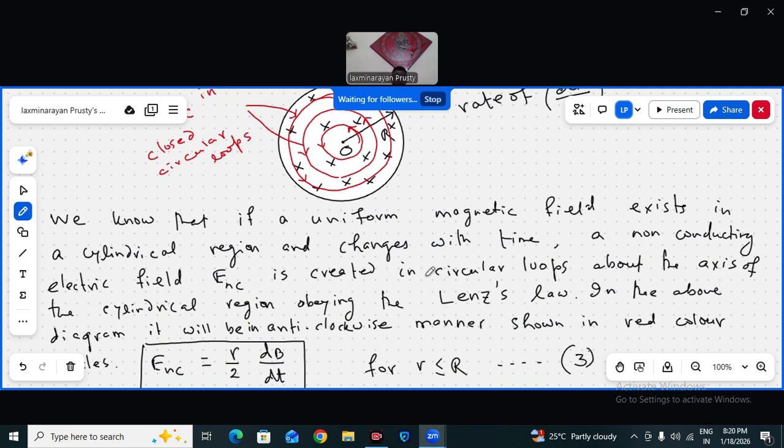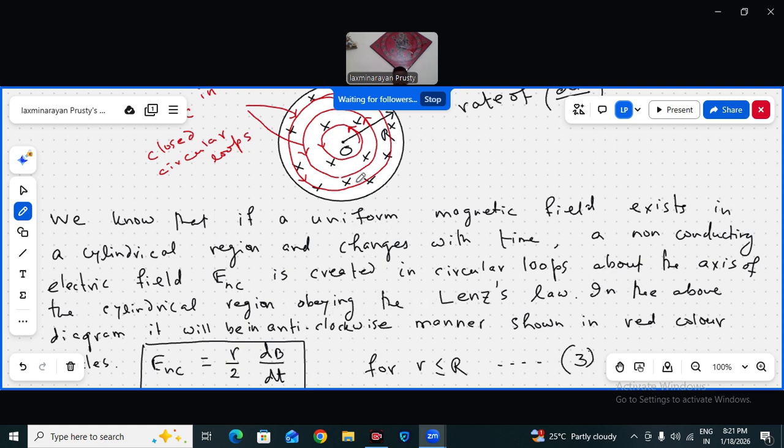Circulating E NC will appear as a non-conservative electric field. Any electric field which is not produced by static charges is non-conservative in nature. This is not even produced by charges, it is produced by a varying magnetic field. So it is a non-conservative electric field with closed loops. And since it is a cylindrical region of magnetic field, from symmetry we can prove that the closed loops are circular closed loops around the axis of the cylindrical region.